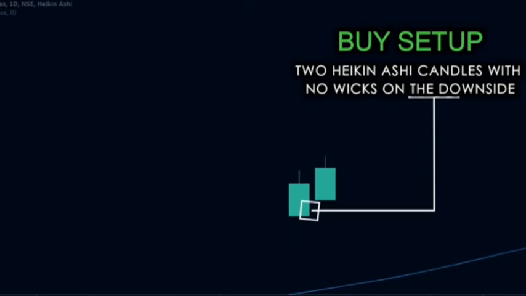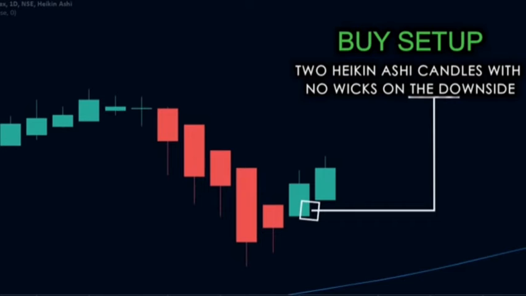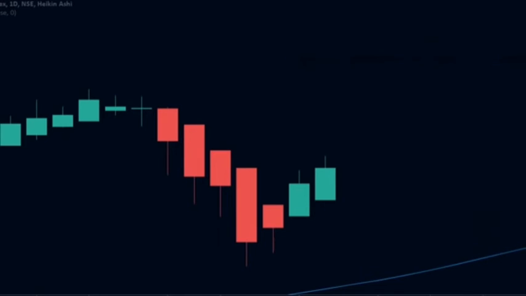The important thing here is that we want to see these two candles appear right after the pullback. So, the first two green candles that appear after the pullback should be these two candles.